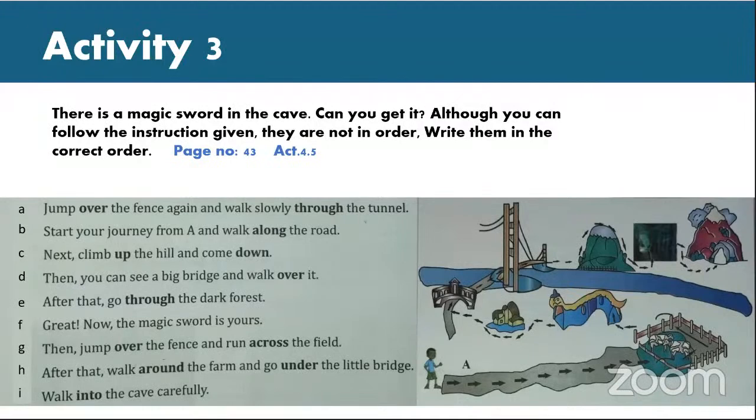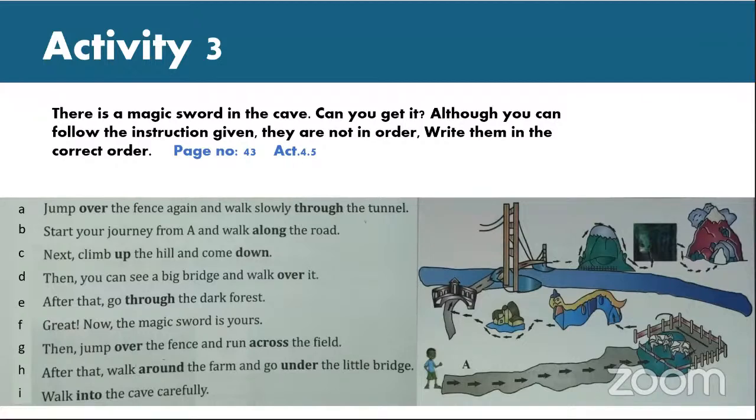Okay, I'm going to read it to you once again. Try to understand, right? There is a magic sword in the cave. Can you get it? Yeah. Then you take the challenge. I'm going to take it.